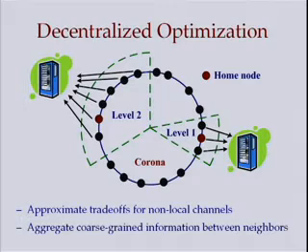So instead, we have nodes approximate trade-offs based on their non-local channels. It knows about its own channels, but we're going to have nodes aggregate coarse-grained information about the other nodes, about the other channels in the system, and send those to the other nodes.